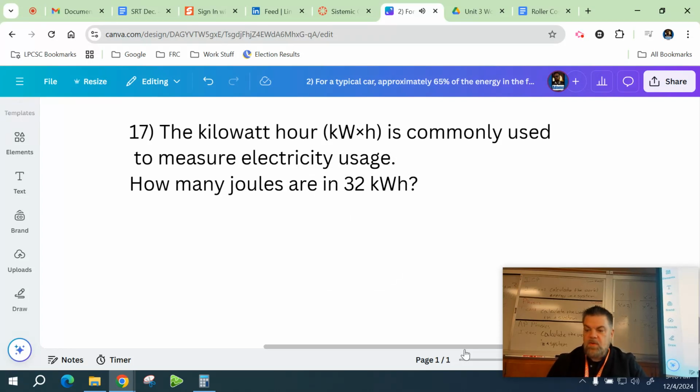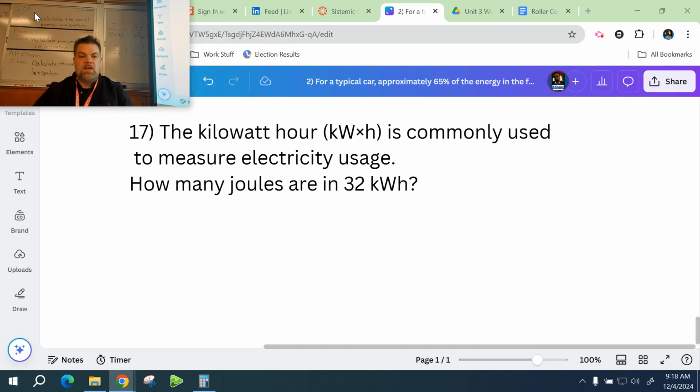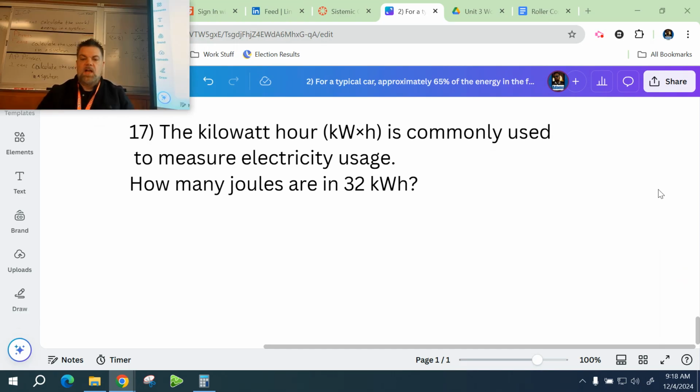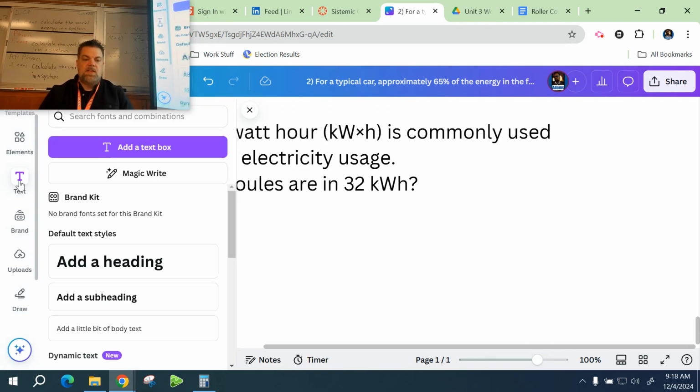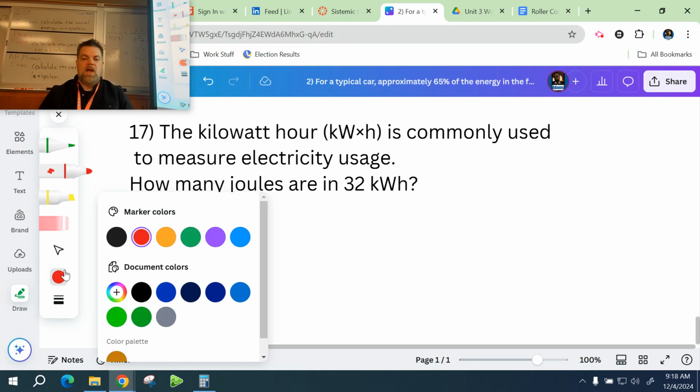All right, so now for problem number 17, this is really a conversion problem. It says the kilowatt hour is commonly used to measure electricity usage. All right, so how many joules is in a 32 kilowatt hour?